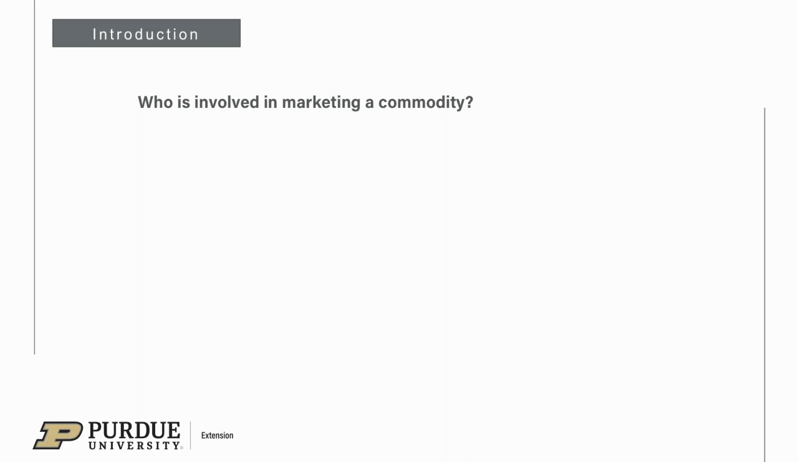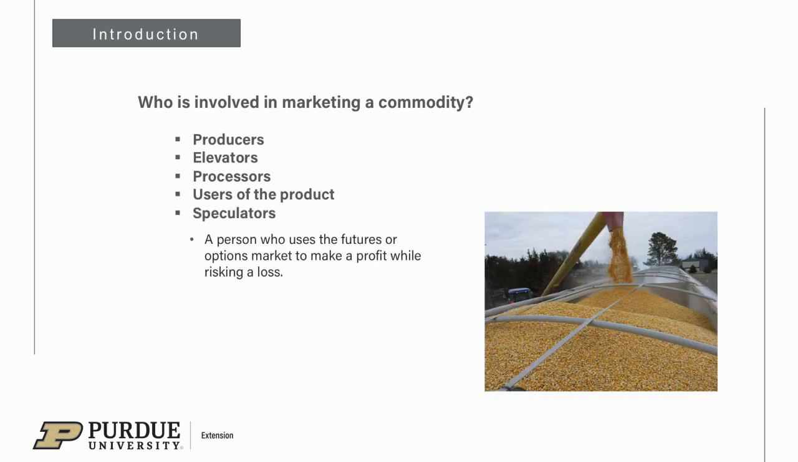And who is involved in the marketing of those commodities? Well, it could involve the producers, obviously, because they're the ones growing the crop and then usually selling it, but also the elevators, the processors, and some end users, such as feedlot owners. They're all worried about commodity market prices. And then there are the speculators. They are individuals who use the futures or options market to make a profit while risking a loss.